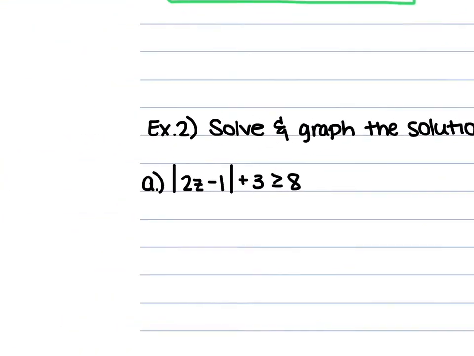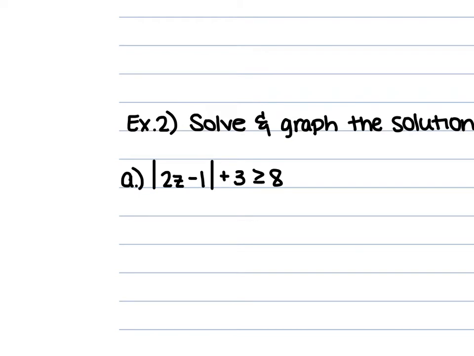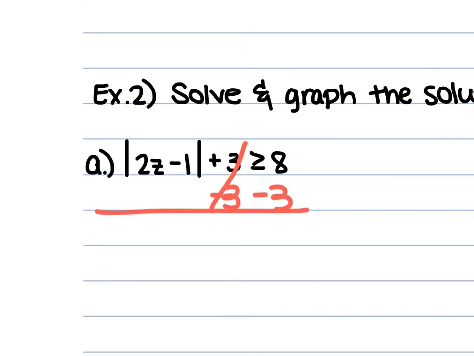If we look at the next example that we have, for 2a, we have the absolute value of 2z minus 1, plus 3, is greater than or equal to 8. So this time we have that plus 3 on the same side as that inequality, and we want to move that over first before we change our answer to be a negative as well. So that 3 moves over. We're going to subtract 3 from each side and get that the absolute value of 2z minus 1 is greater than or equal to 5.